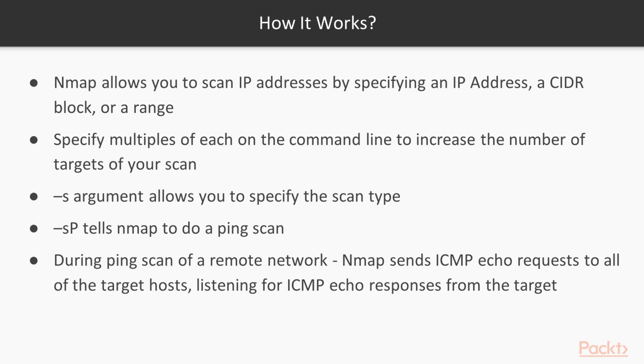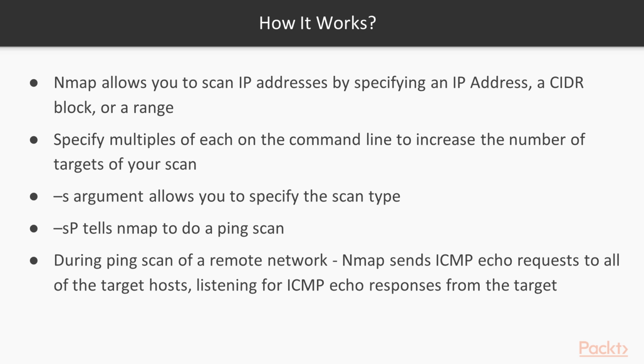NMAP allows you to scan IP addresses by specifying an IP address, a CIDR block, or a range. You can even specify multiples of each on the command line in order to increase the number of targets you scan. The -s argument allows you to specify the scan type. We are using -sP, which tells NMAP to do a ping scan. Also supported are SYN scans, TCP connection scans, UDP scans, and so on.